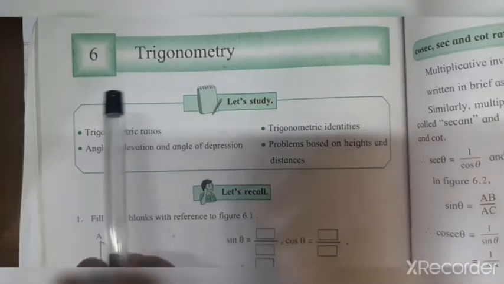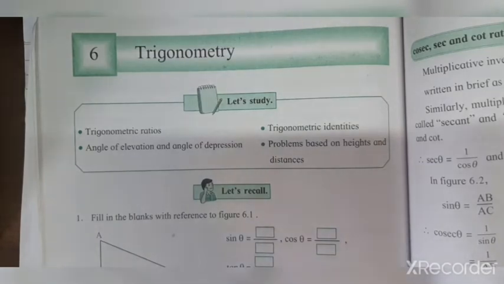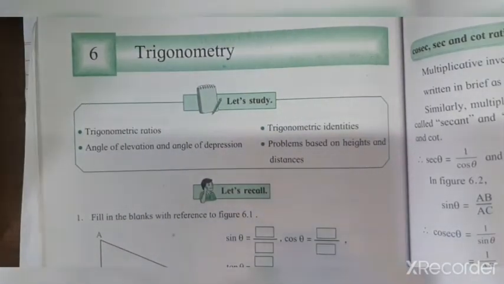And from this chapter 6, trigonometry, we just have one exercise, that is practice set 6.1. So we just have to do one practice set. Now, trigonometry is not new for us. We have studied this in the 9th standard: the trigonometric ratios, the identities, and a few sums related to the ratios and identities.